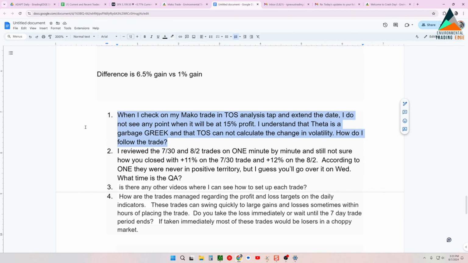When I check my Mako trade in Thinkorswim, Analyze, tap, and extend the date, I do not see any point where I get to 15%. I understand that theta is a garbage Greek, so watch my video on that. Thank you. Yes, theta is a garbage Greek, and TOS cannot calculate the change in volatility. How do I follow the trade?